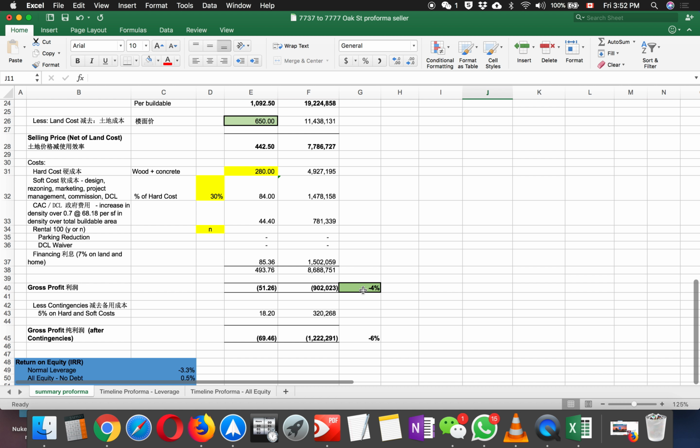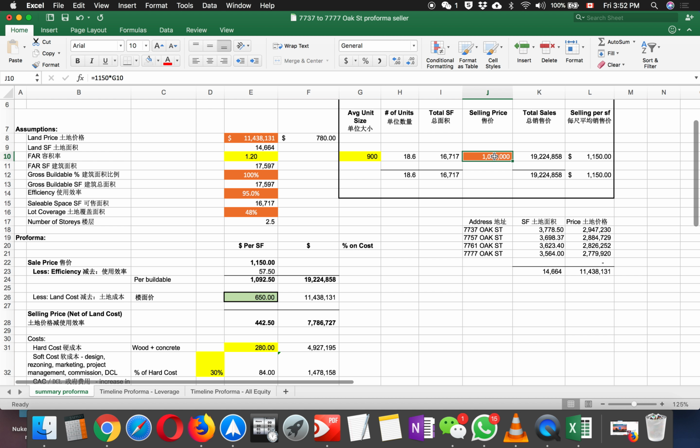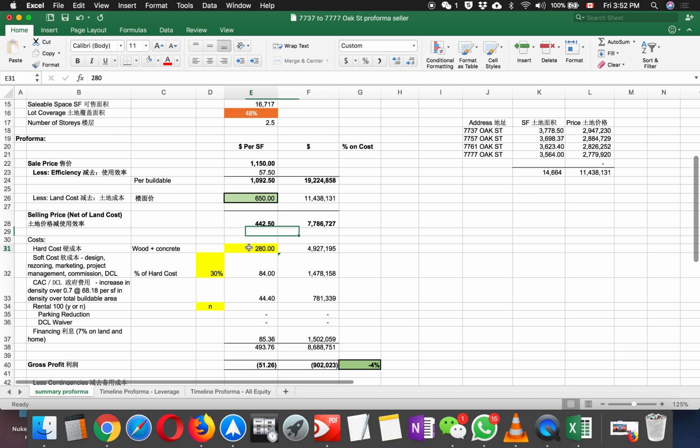Okay, so they're not making any money, because the sellable is like $1,150 per square foot for townhouses, right? And hard costs, I'll make it $250. Hard costs, DCL, oh yeah, 68. See, they're not making any money at this price right here. There's no way they're making money.